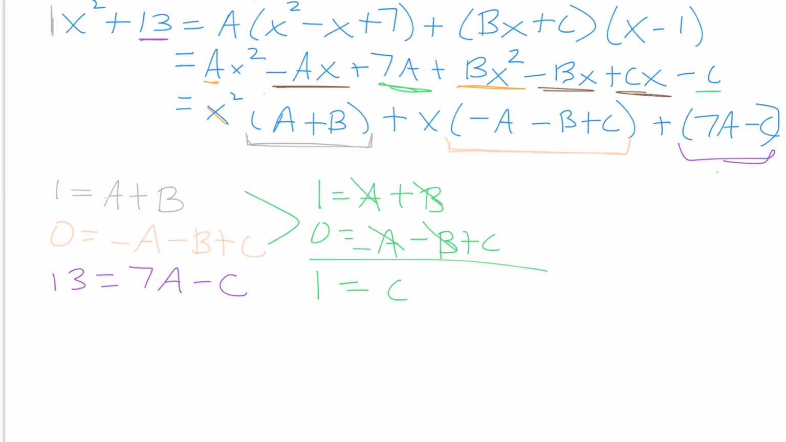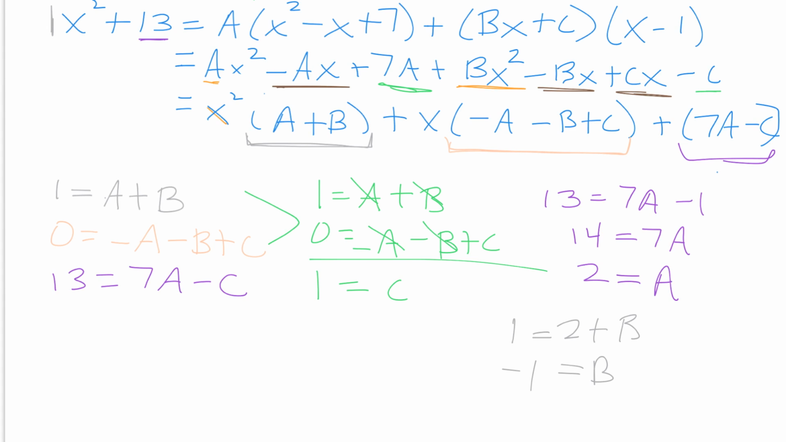Well, if I know that 1 is equal to C, I can come over here and solve for A. So then I know that 13 equals 7A minus 1. If I add that 1 over, I get 14 is equal to 7A. So I know A is going to be equal to 2. And then I can take my last equation right here, that A plus B is 1. If I know that A is equal to 2, I can say that 1 equals 2 plus B, so that B is equal to negative 1.